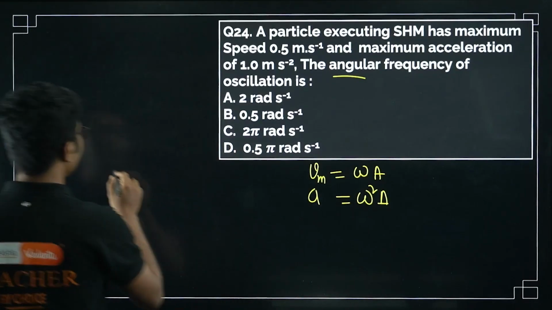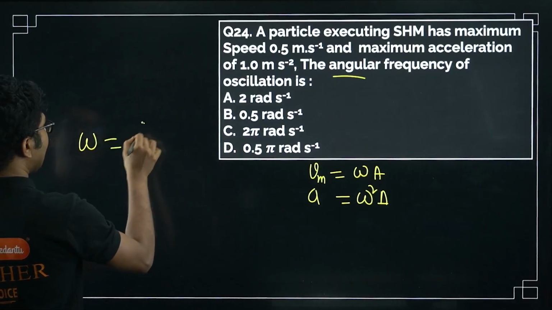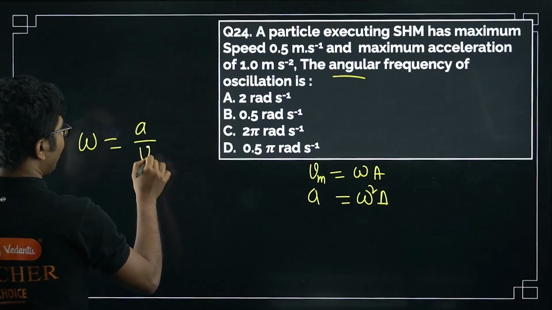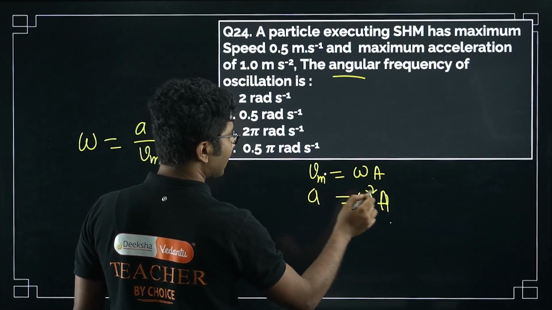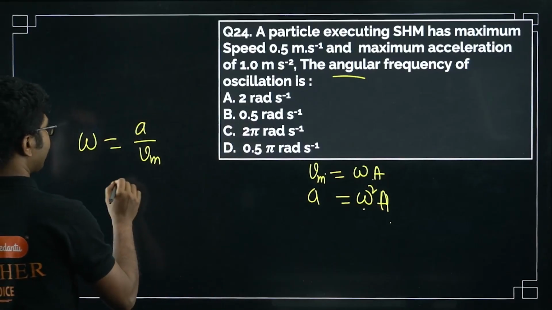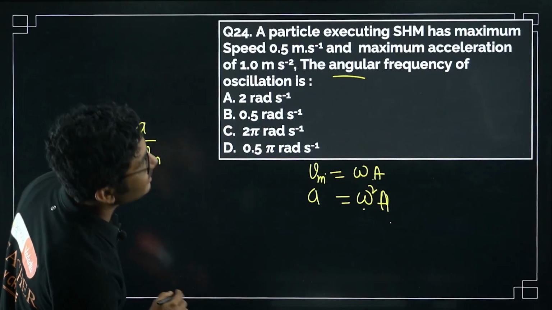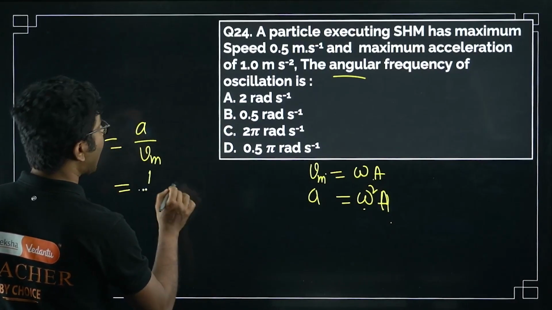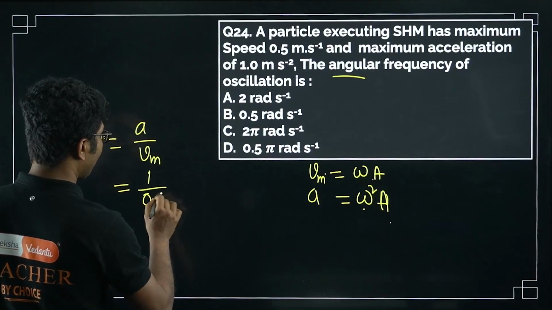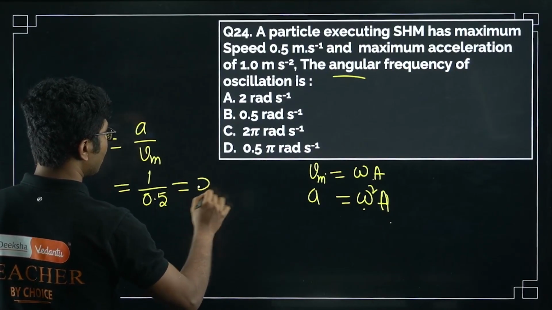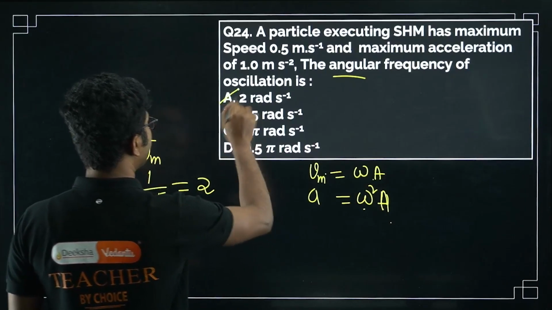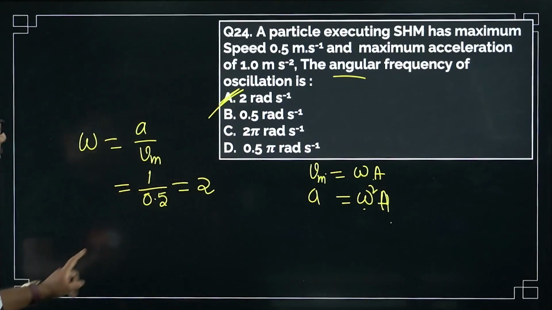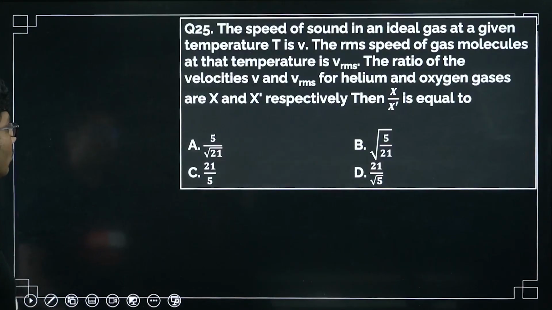So what we have to do? Omega is basically maximum acceleration by maximum speed, right? If you divide this number with this number, you get the angular frequency. So acceleration is given by 1 and maximum velocity is given by 0.5, so it will be 2. So omega is 2 radian per second, not 2 pi. Don't get confused, not 2 pi, it is only 2.